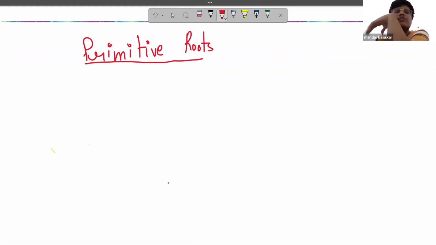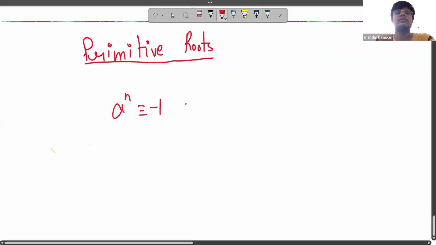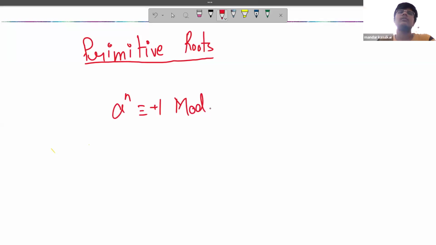Primitive roots. Also, just a very little tangent that I'm going off on. We were looking at the equation, this mod p. What if I remove the modulo p condition?